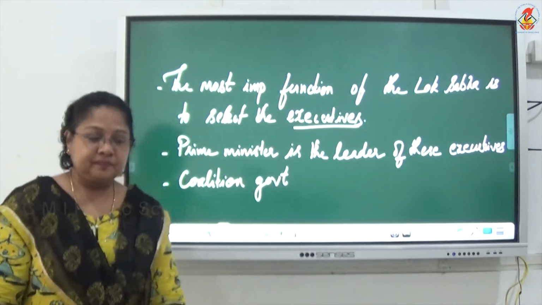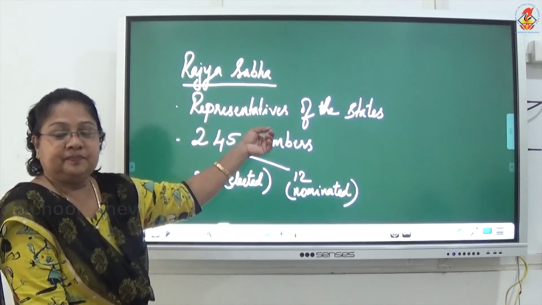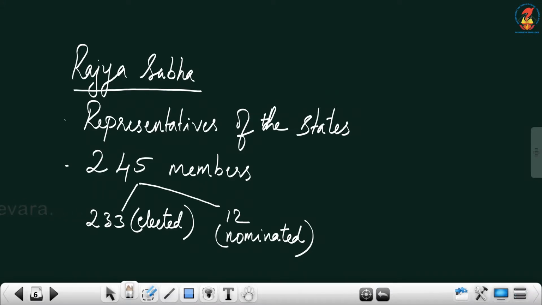Clear? Now coming to the next one, Rajya Sabha. So Lok Sabha is over. Now Rajya Sabha. Rajya Sabha means it is the representatives of the states. The members in the Rajya Sabha are the representatives of the states. And in the Indian Rajya Sabha there are 245 members. In Rajya Sabha, 245 members means 245 representatives from the states.